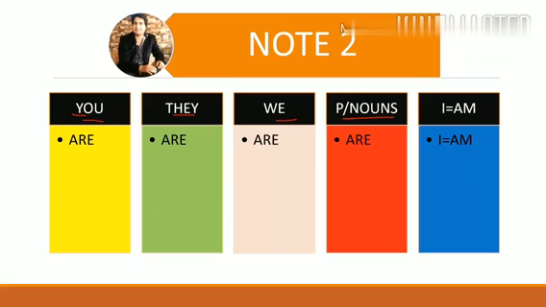In a similar manner, we have am, but we can't use am with you, they, we, or a plural noun. We make use of am only with I. Here is an exception: whenever there is I, you always make use of am, neither is nor are. So always use am with I.